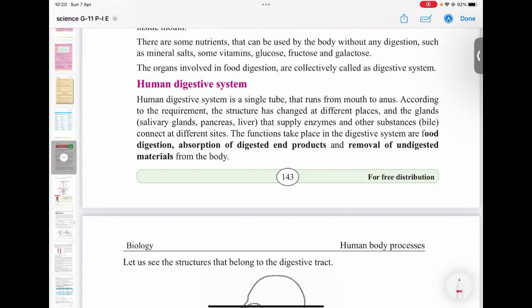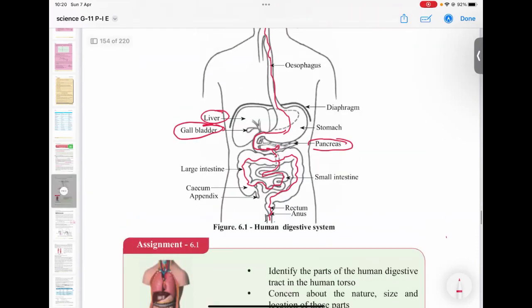Okay, they are not waste material. Why? They are not a part of a reaction. When it is a part of a reaction, you call it a waste product, but they are not waste products. They are just the undigested materials. So now you did digestion, and some things you can't digest. So those parts will come out through the anus. So that is the removal of undigested materials from the body. So we have looked at the digestive tract.